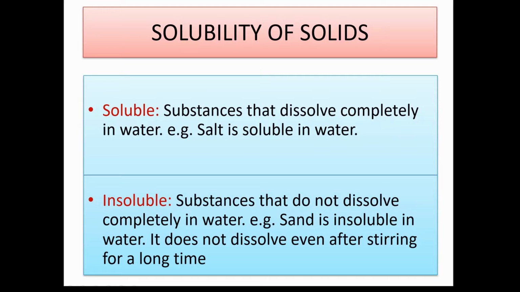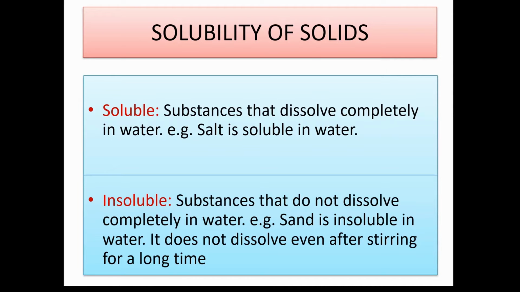So I gave you an example that salt mixes with water. So what do you call it? That salt is soluble in water. Another example of an insoluble substance would be sand. When you mix sand in water, you keep on stirring it, but it will not mix in water. So what do you understand? That sand is insoluble in water. Just because salt and sand both are solids, we use the terms soluble and insoluble.